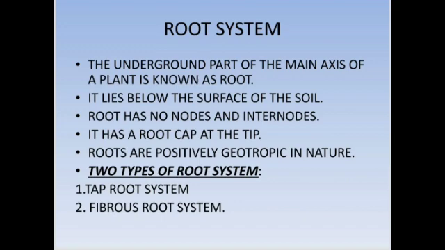First we are going to see about the root system. Root. What is a root? The underground part of the main axis of a plant is known as root. It lies below the surface of the soil. Root has no nodes and internodes. I will explain nodes and internodes in shoot system. It has a root cap at the tip.